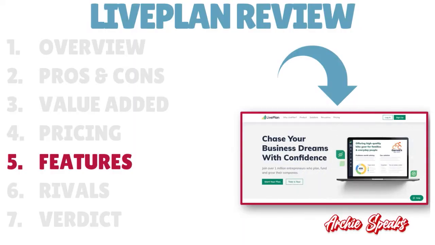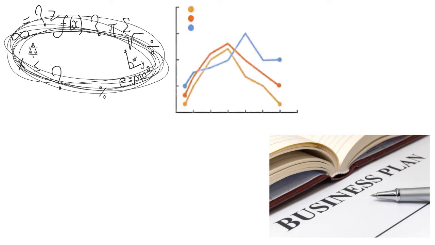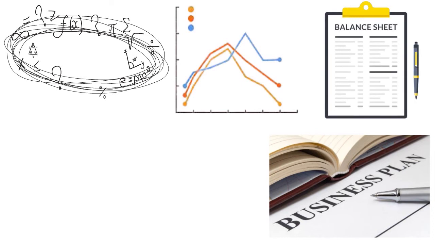Let me talk to you about the most important features that you might love if you were to go with LivePlan. You can create an unlimited number of business plans. You have a forecast feature for those less mathematically inclined. You can plug in the data and it will generate charts, graphs, figures, and even the profit and loss, balance sheet, and cash flow documents for your business plan.